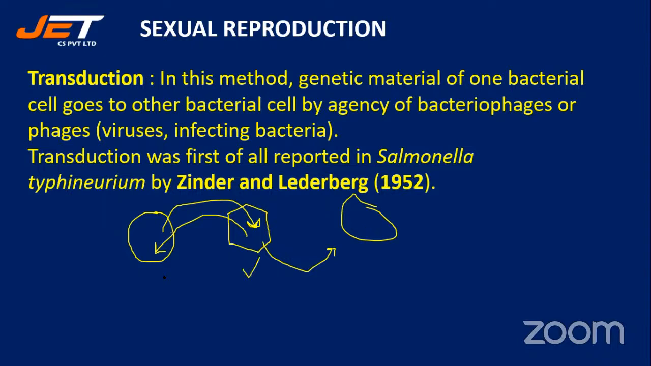This is a virus, this is bacteria 1, and this is bacteria 2. This virus will infect this bacteria. This is step 1. The genetic material will get transferred into this virus. This is step 2. And this will be transferred into the other bacteria. This is step 3. So these are the 3 steps of sexual reproduction in the case of transduction.